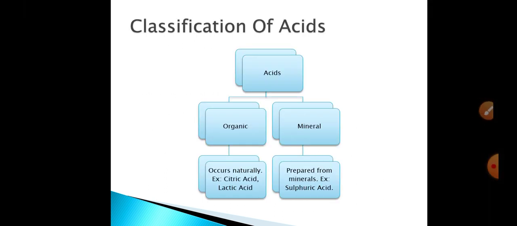Classification of acids. Acids are classified into two different types: mineral acids and organic acids. Organic acids occur naturally. For example, citric acid, lactic acid, tamarind acid, etc. Whereas mineral acids are prepared from minerals. For example, sulfuric acid, nitric acid, hydrochloric acid. There are a number of mineral acids around.